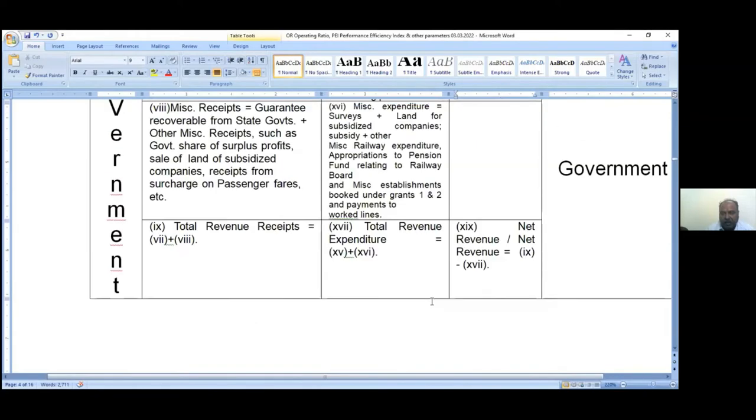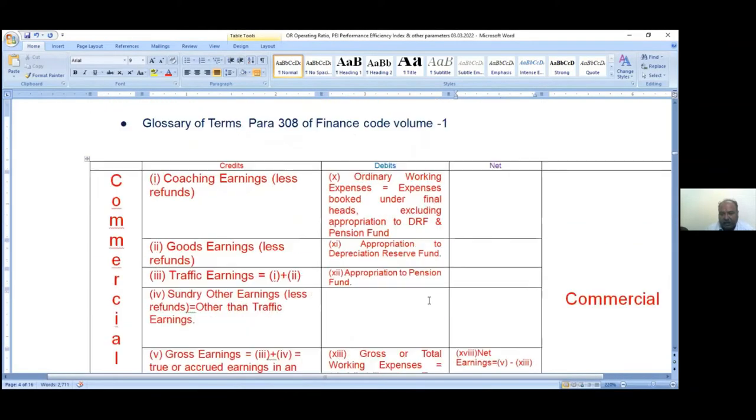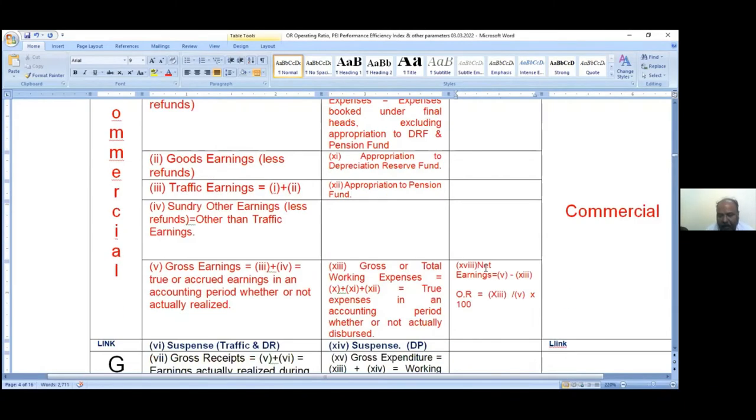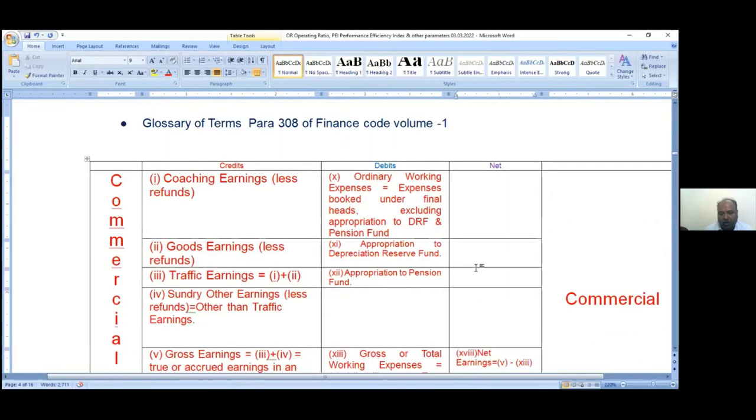Any doubts, please tell me about this operating ratio table, otherwise I will move to the next topic, practicals and others. Please understand this table. If you understand this table, you will be able to calculate the operating ratio. Please tell me, Espita Gupta, please tell me.